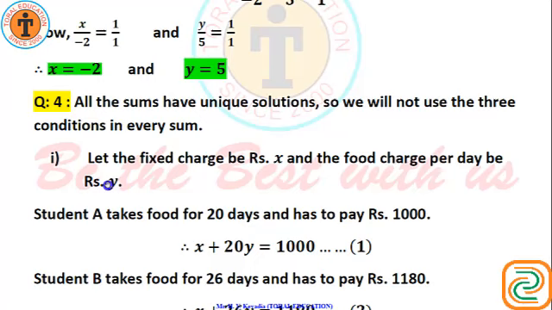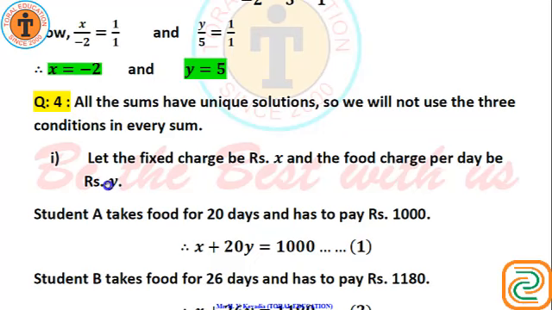Pause the video and read the question first, and then get your answer from the video. A part of monthly hostel charges is fixed and the remaining depends on the number of days one has taken food in the mess. Mess means where we get food in a hostel.